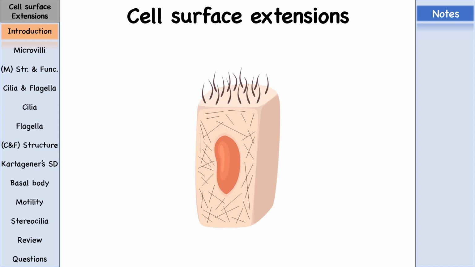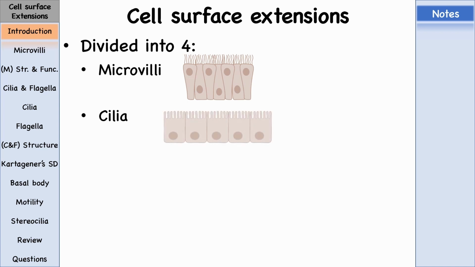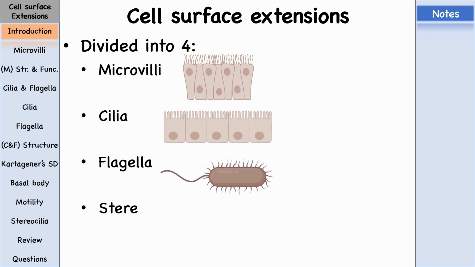In the previous lesson, we discussed the cytoskeleton. Now, we'll talk about the cell surface extensions that extend the cell membrane and project out from the cell surface. They have the same components as the cytoskeleton, with some differences. They are divided into four: Microvilli, Cilia, Flagella, and Stereocilia. These surface extensions have several different functions, such as cell movement, absorption, and dust disposal.